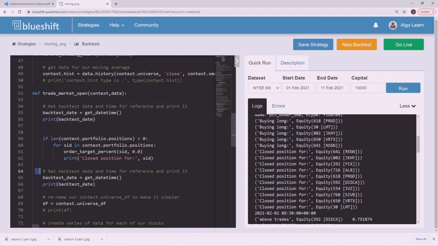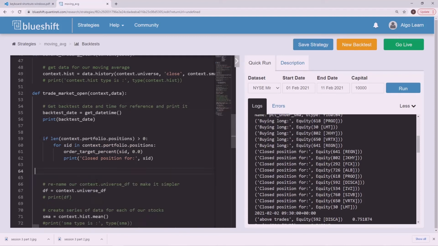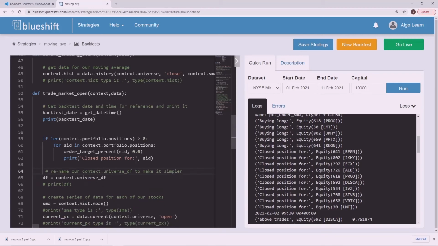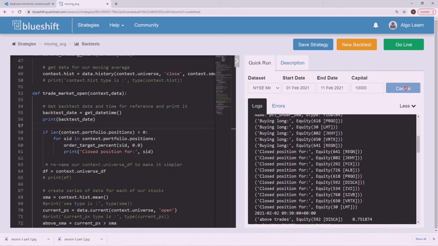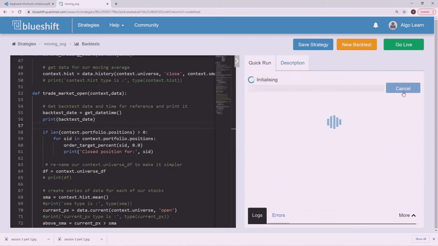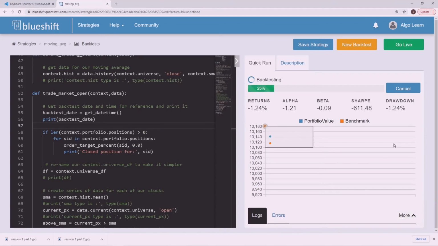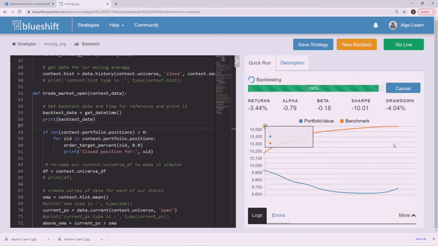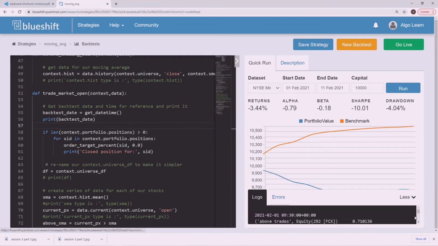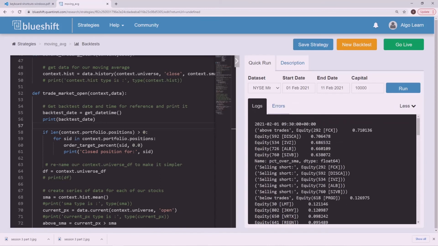This won't change our performance, but it's going to be a little less confusing. All right, let's just run it again. So the first thing, as soon as the market opens, it's going to print the date that we're working with as well as the time. Okay, here it is. So here's our date and our time.